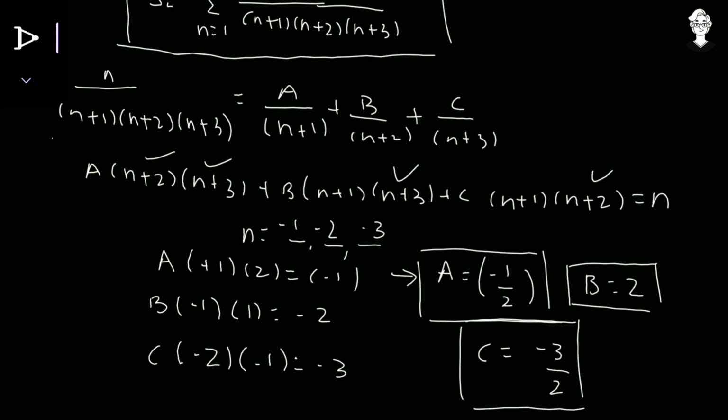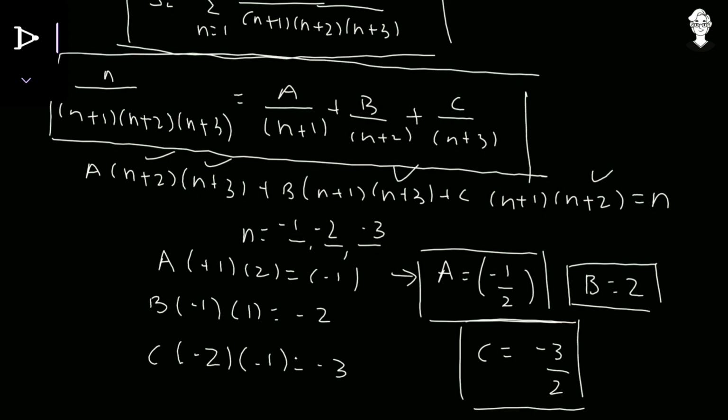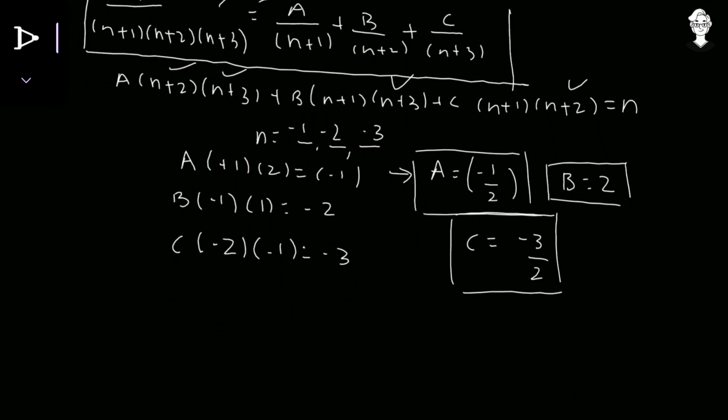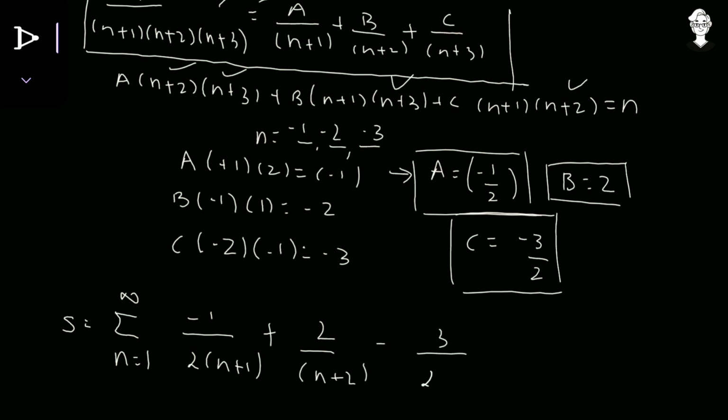So as we were looking to find the values of a, b, c in the real plane, here it is, that a, b, c are real numbers. So the same expression n upon (n plus 1) into (n plus 2) into (n plus 3) can be written in this form where a, b, c have these three values. So now we have that s is equals to the summation, n equals 1 up till infinity, of this, and this has turned out to be -1 upon 2 times (n plus 1), plus 2 upon (n plus 2), minus 3 upon 2 times (n plus 3).